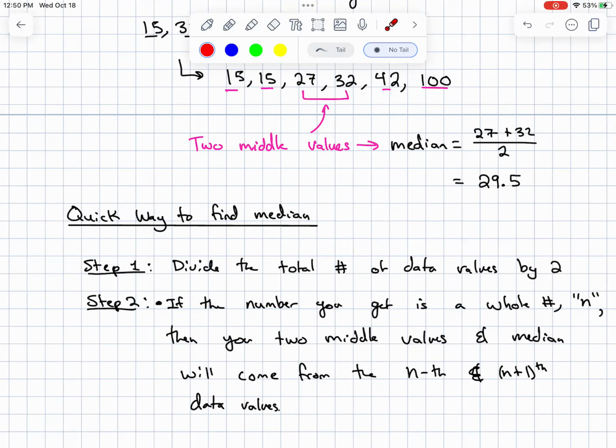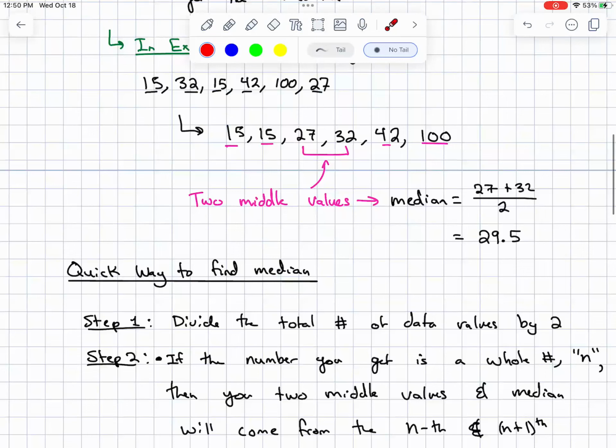So that's if you get a whole number, which happens if you have an even number of data values, which makes sense. If you have an even number of data values, you can split it up right down the middle and there'd be the same number of values on each side. There wouldn't be a direct middle number.